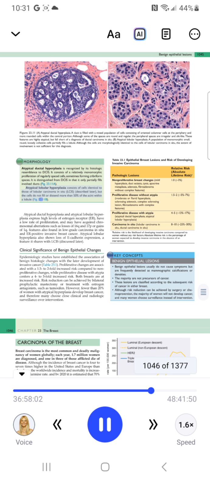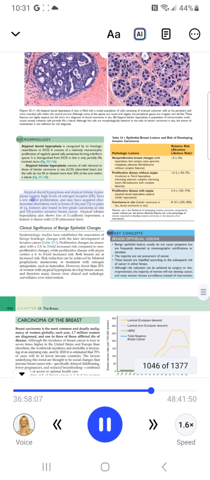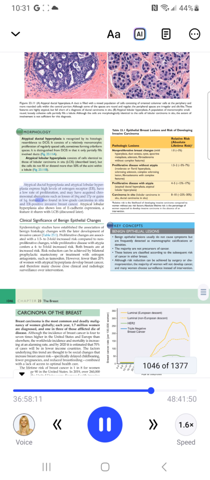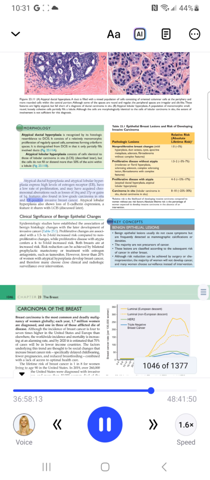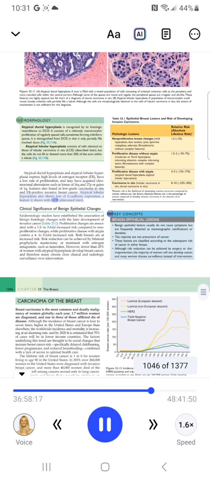Atypical ductal hyperplasia and atypical lobular hyperplasia express high levels of estrogen receptor, ER, have a low rate of proliferation, and may have acquired chromosomal aberrations such as losses of 16q and 17p or gains of 1q, features also found in low-grade carcinoma in situ and ER-positive invasive breast cancer. Atypical lobular hyperplasia also shows loss of E-cadherin expression, a feature it shares with LCIS discussed later.